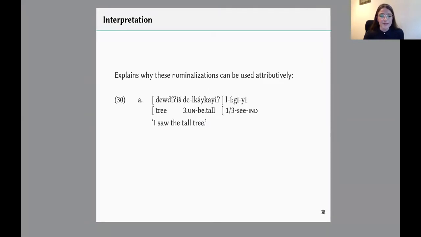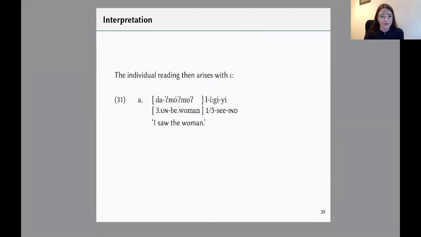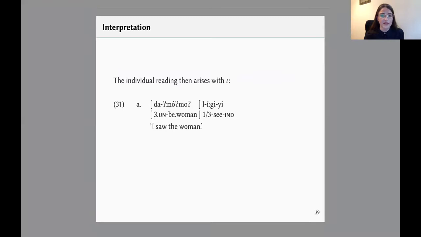So this account also explains why these nominalizations can be used attributively, as you see with 30A, just to go through a derivation, where tall del kaikai is modifying tree. So syntactically, we'll start out with just an adjoined phrase to the noun phrase. And semantically, these two will simply undergo intersective modification, giving us back the set of trees that are also tall. Additionally, as I mentioned before, the individual reading arises simply with iota.